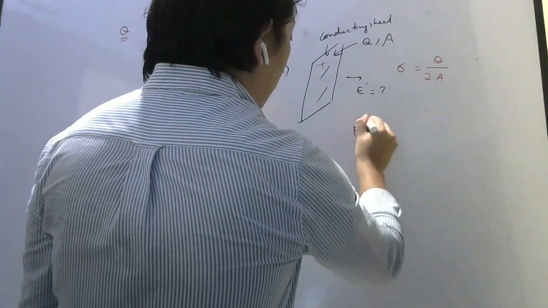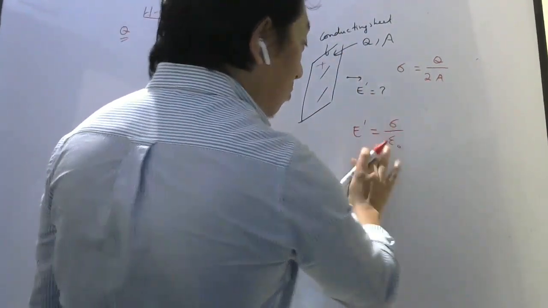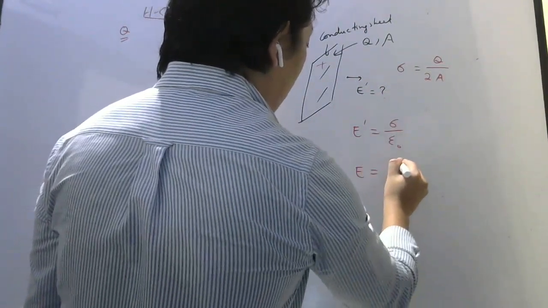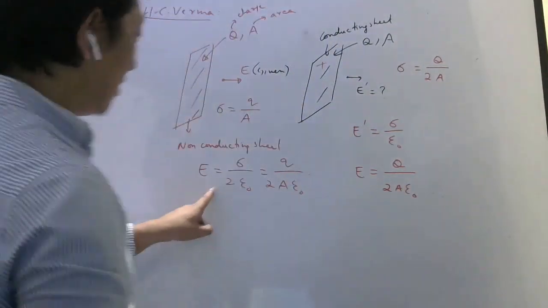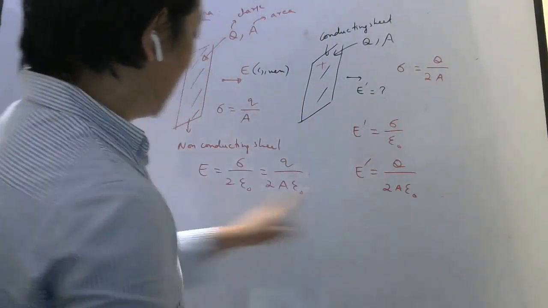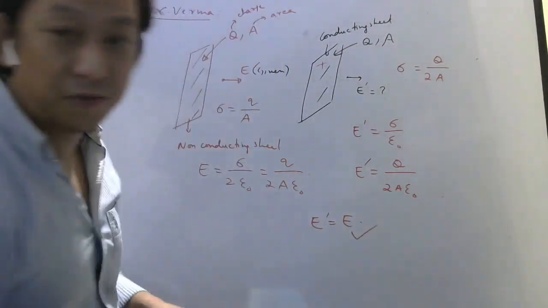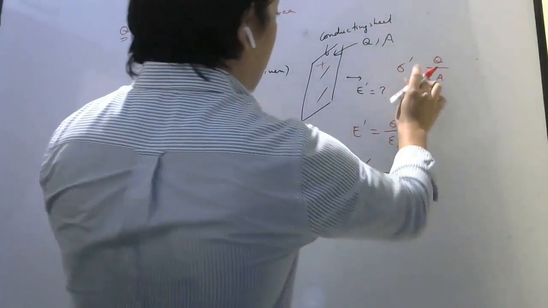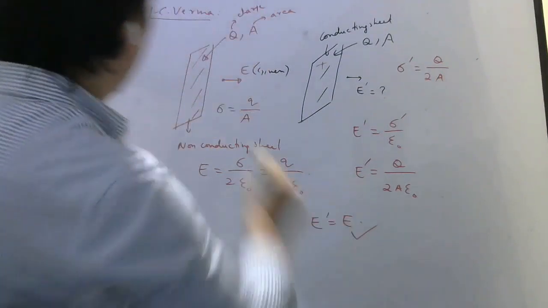Now what is the formula for electric field near a conducting sheet? Sigma by epsilon naught. The formula remains the same, but when you substitute in terms of charge, it will become how much? Q by 2A epsilon naught. Now check the two formulas. You can see E dash is equal to E. Such a beautiful question, right, students? Okay. In other words, this sigma is different from this sigma. So keep this in mind.